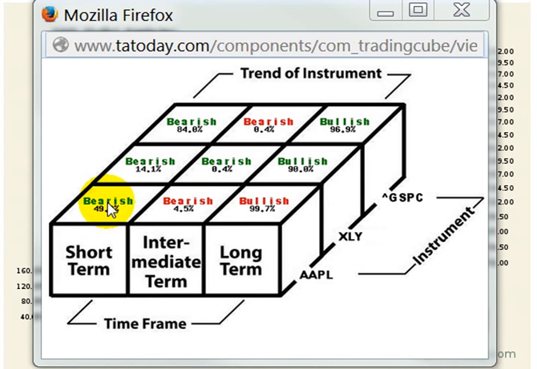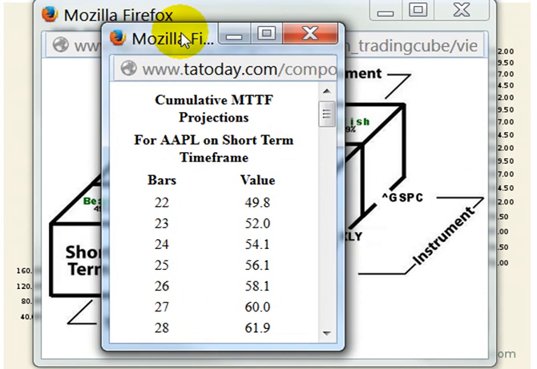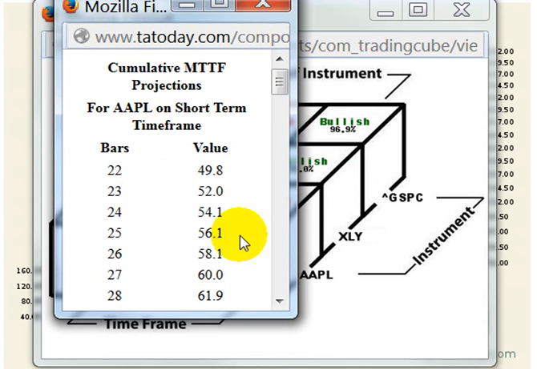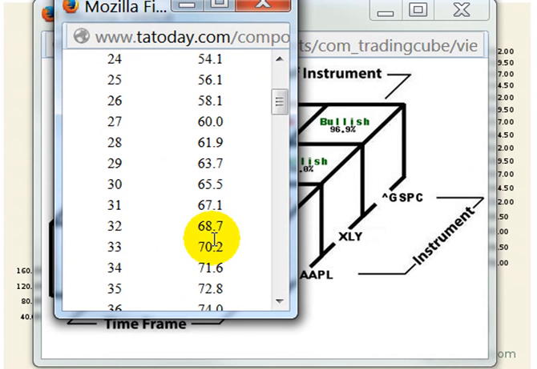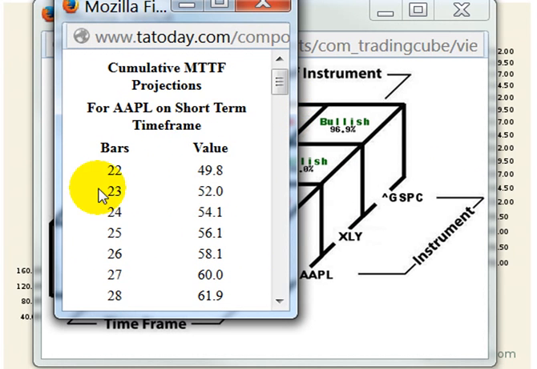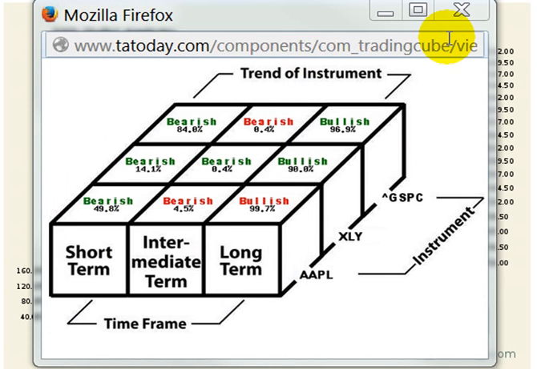But if you look at the short term, and you pull up the MTTF chart to see what the graph looks like, you're at 49.8, 22 bars into a bearish move. Usually nosebleed is around 70, so it's 33. So if you do the numbers, that's another 11 days for this to be bearish.